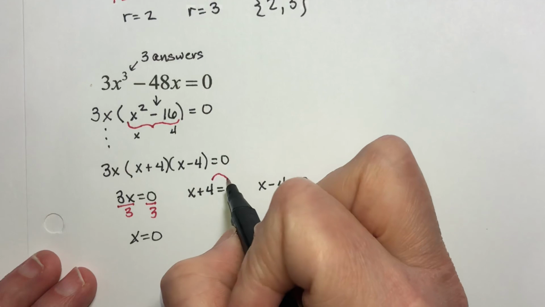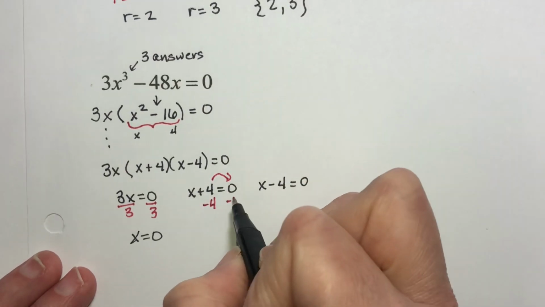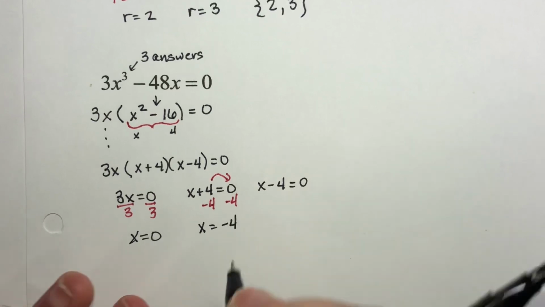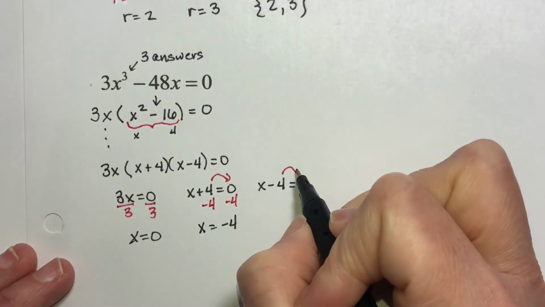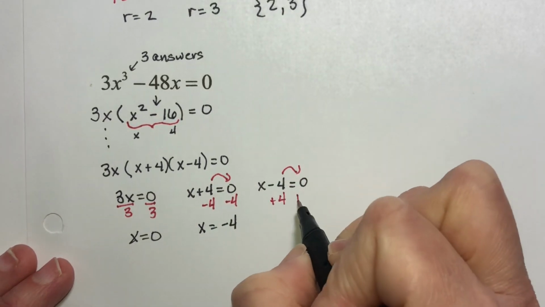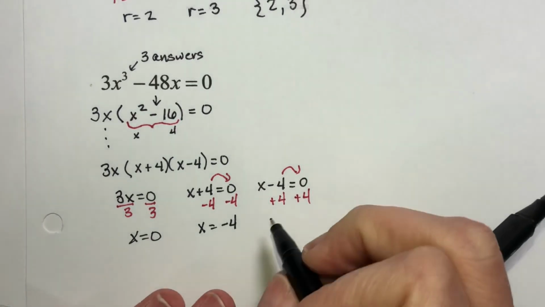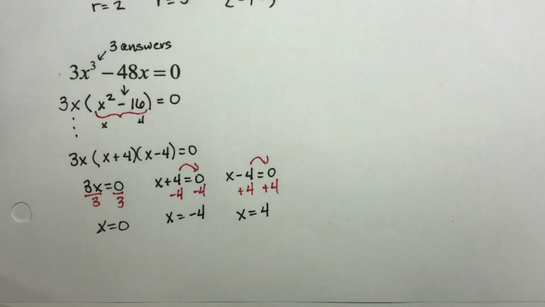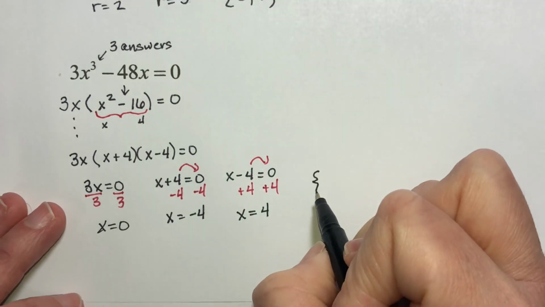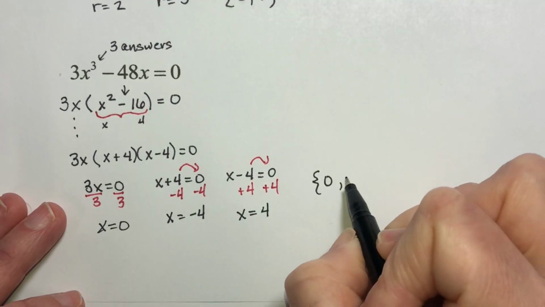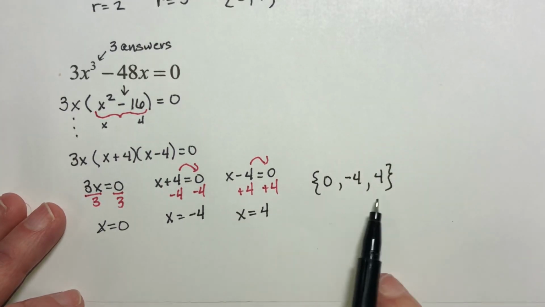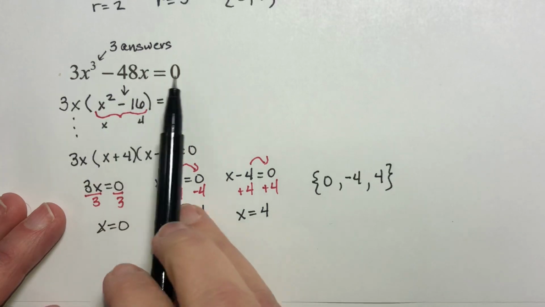Now here I need to move the 4 over, so I'm subtracting 4 from both sides, and I get x equals -4. Here I'm adding 4 to both sides, and I get x equal to 4. So my answers are 0, -4, and +4. I should be able to plug in any of these 3 numbers into right here and have it check out.